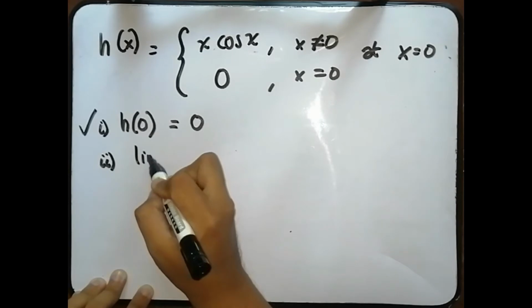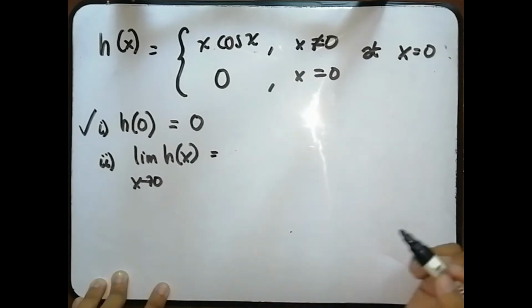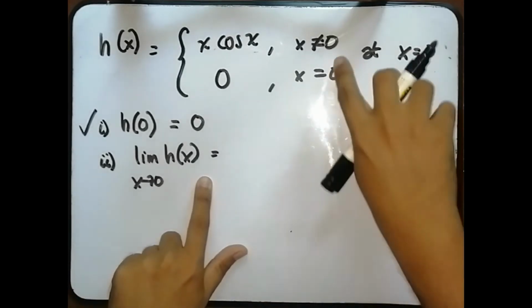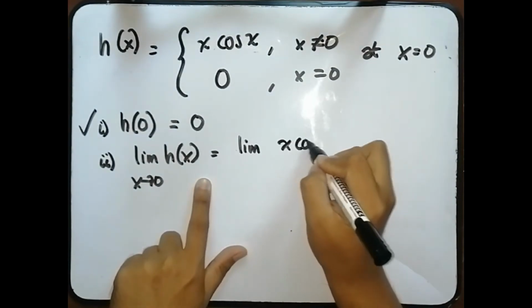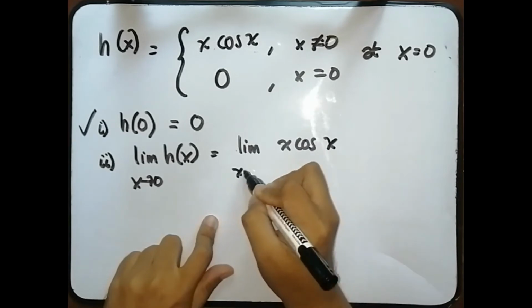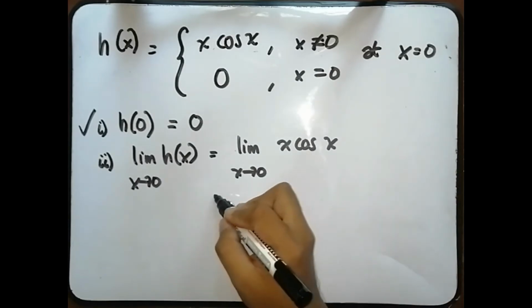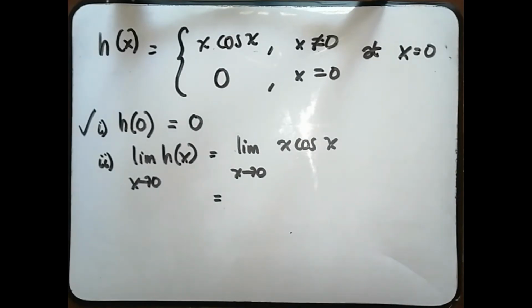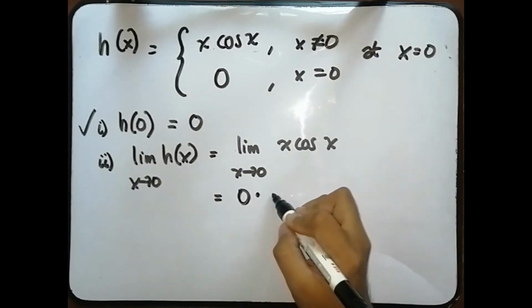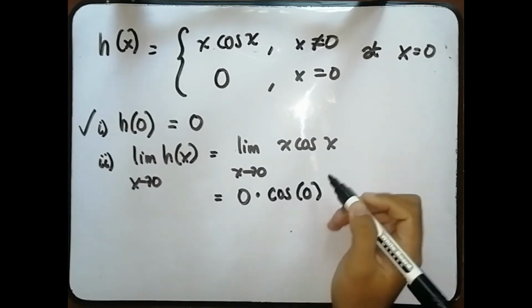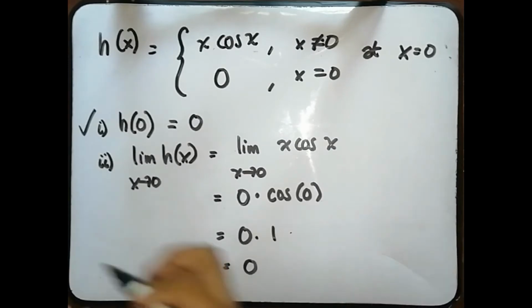Criterion number 2, the limit of h of x as x approaches 0 must exist. So anong gagamitin natin? Yung not equal to 0. So we have the limit of x cos x as x approaches 0. By direct substitution, that is equal to 0 times cos of 0. That is 0 times 1 or equal to 0. So check.